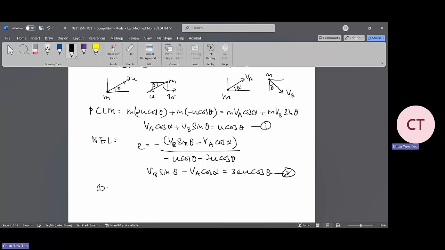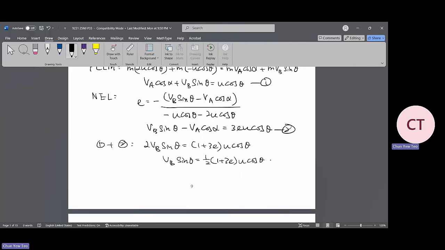Take equation 1 plus equation 2. You can cancel the VA cos alpha. You will get 2VB sin theta equals 1 plus 3e, u cos theta. Then you get VB sin theta equals half of 1 plus 3e, u cos theta. This one I call equation number 3.